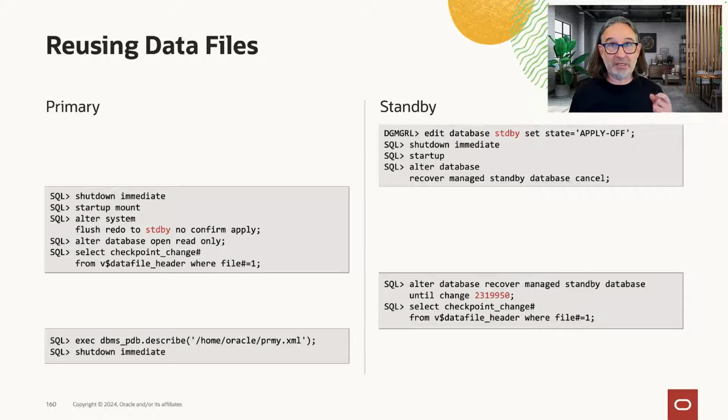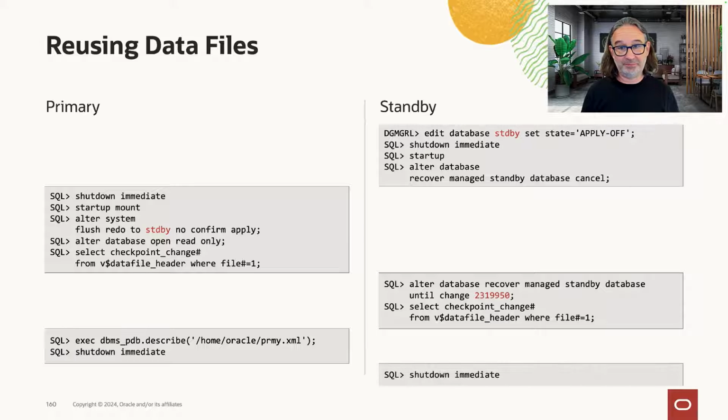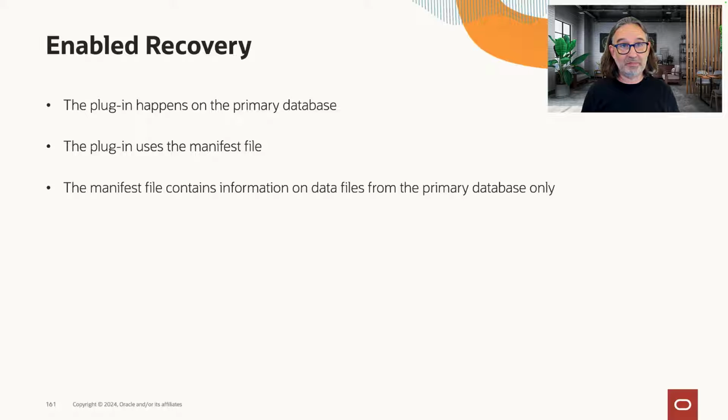And then we create a manifest file, because in this case now the manifest file, as you will see, has the SCN or the checkpoint change number in it as well. And we want to make sure that primary and standby are exactly in sync here when we plug in. In addition, I would also recommend to monitor both alert logs just to be on the very safe side. Then we can shut down the standby, and from there on we can go a step forward. So the plugin happens now on the primary database. We plug in on the primary and we use the manifest file. And a manifest file contains all information about the data files.